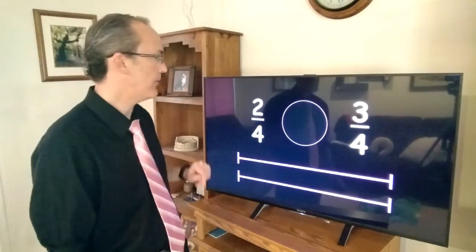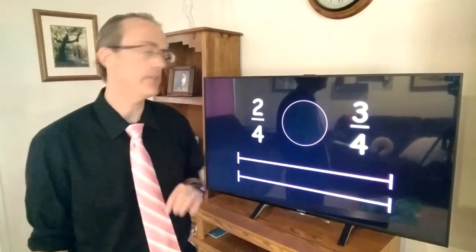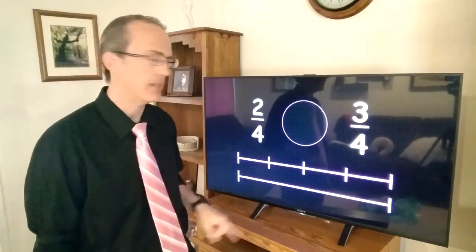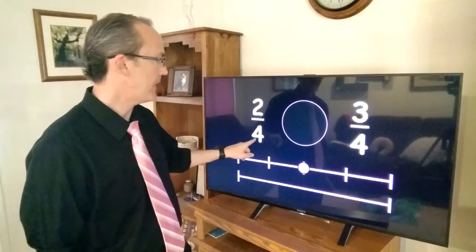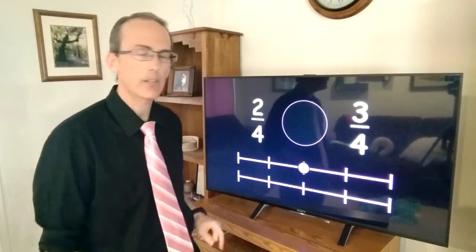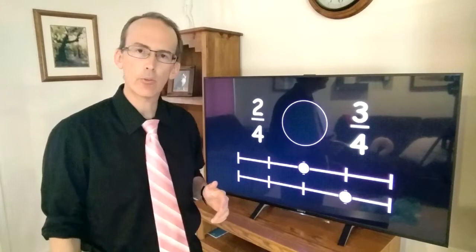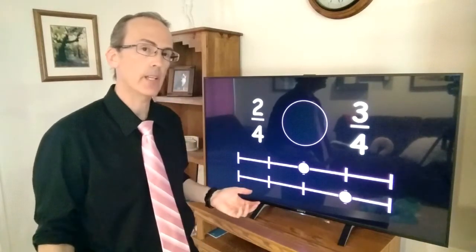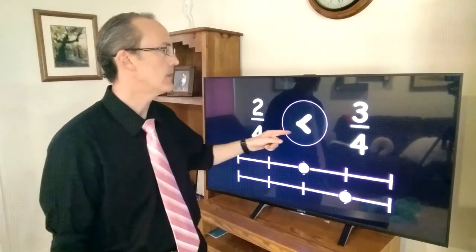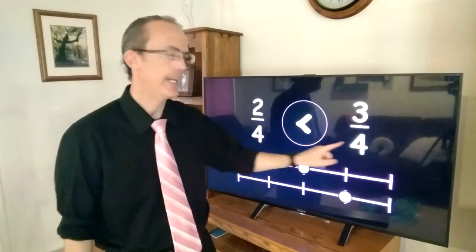Here we have 2/4 and 3/4. Denominator says to divide the line into 4 equal pieces. Then the numerator tells us to find the 2nd piece. You can see that our denominators are the same for both fractions. When the denominator is the same, we really only have to focus on the numerator, and that'll tell us which fraction is greater than the other fraction. 2, you can see, is less than 3. But that only works when our denominators are the same.